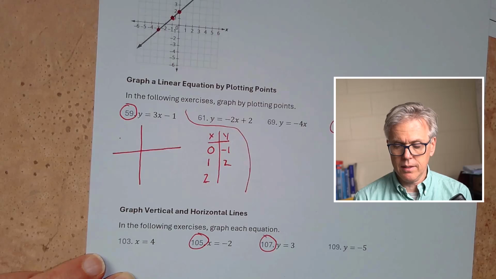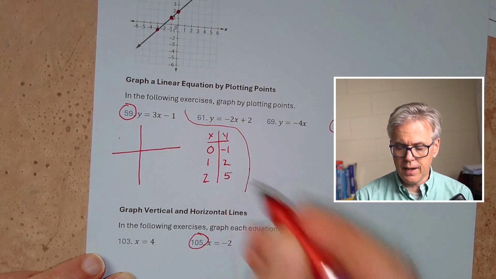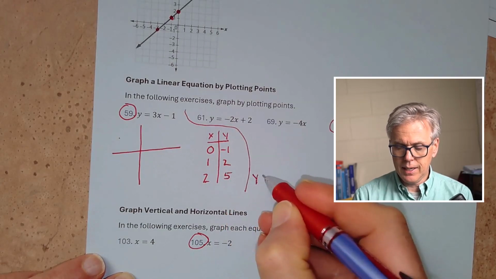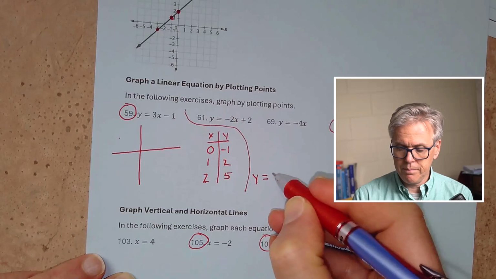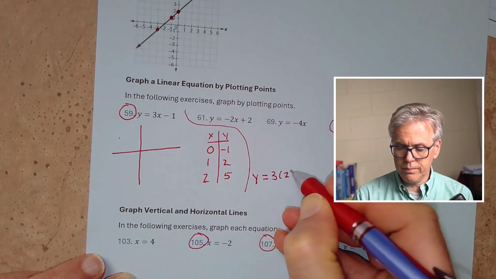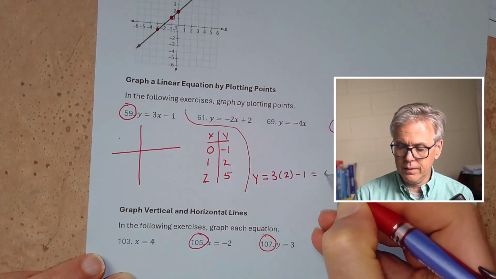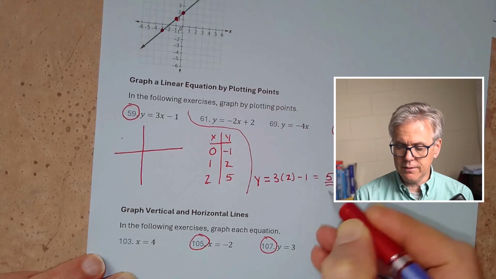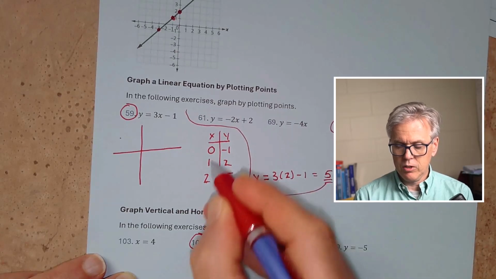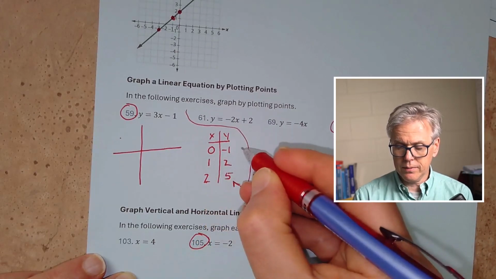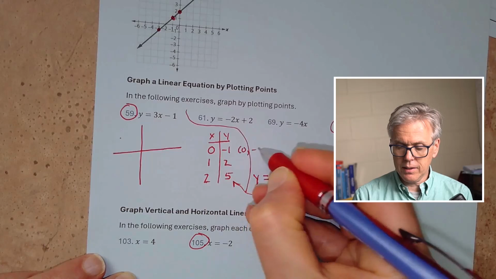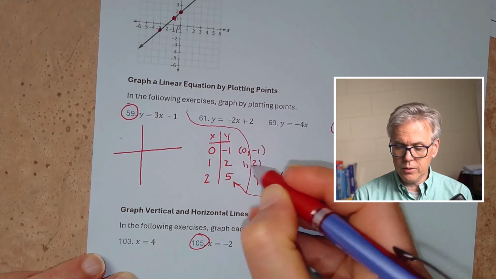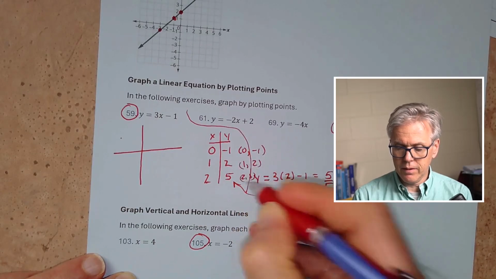Again, all I'm doing is taking that 1 and plugging it in for x. How about when I plug a 2 in for x? 3 times 2 is 6, minus 1 is 5. Again, what am I doing there? I'm saying y equals 3 times 2 minus 1. That's 5. That's where I get the 5. So here are my 3 points. I've got 0, negative 1, 1, 2, and 2, 5.